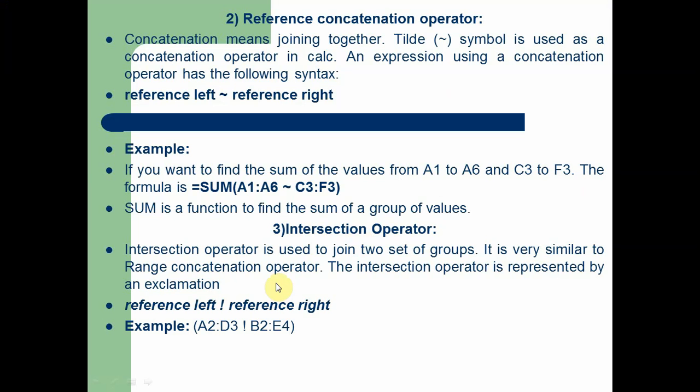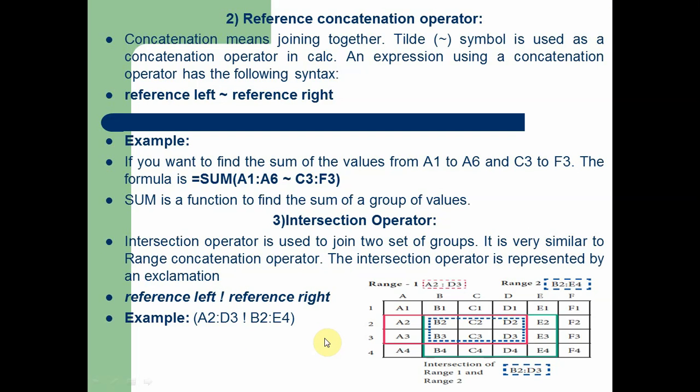Next reference operator is intersection. The intersection operator is similar to concatenation, but the difference is that the intersection operator is used to join two sets of groups. It is very similar to range concatenation. The intersection operator is represented by an exclamation symbol. For example, A2 to D3, B2 to E4. We can understand this symbol with a symbolic representation.